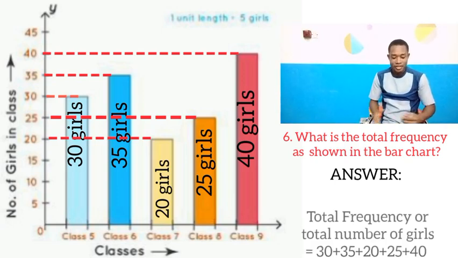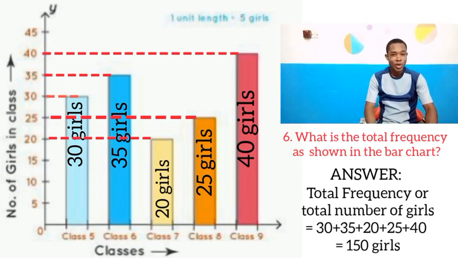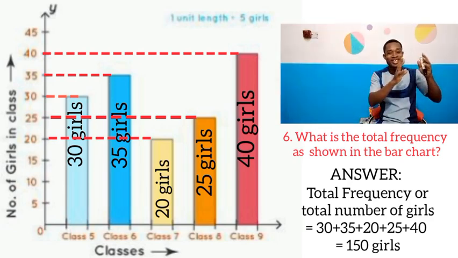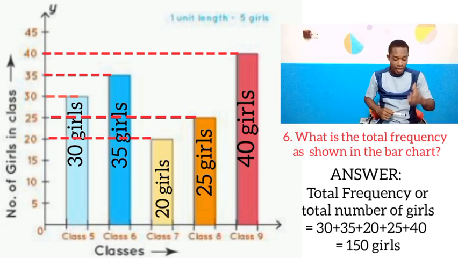It is going to be 30 plus 35 plus 20 plus 25 plus 40. This is going to give us 150. So from class 5 down to class 9, the number of girls altogether there is 150. And that is the total frequency.